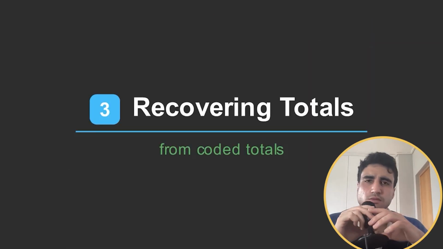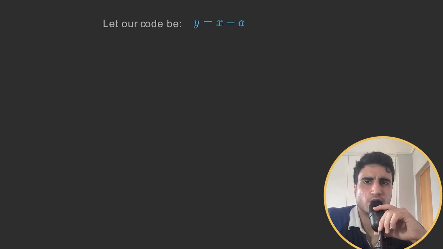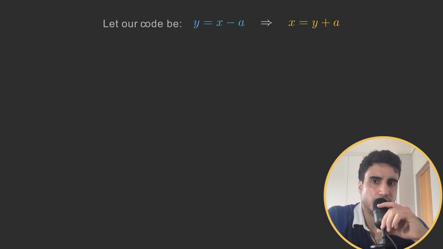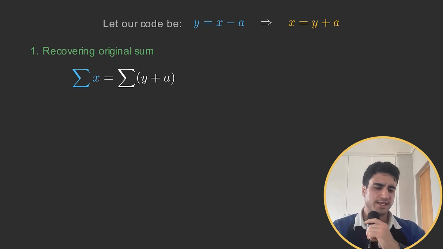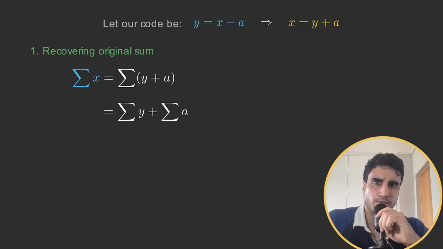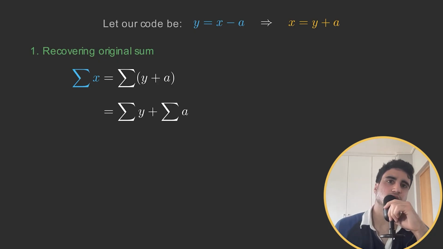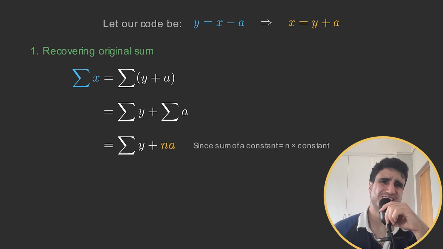Alright guys, so again, going a bit high level and just looking at the algebraic side. Let's say our code is y equals x minus a. Now obviously that means that x is going to equal y plus a. So therefore our sum of x is going to equal the sum of y plus a, which means it's going to equal the sum of y plus the sum of a. Now what's the sum of a? Well, the sum of a is just the amount of values times the constant a. To represent the amount of values, we're just going to say n. So that's going to be na.